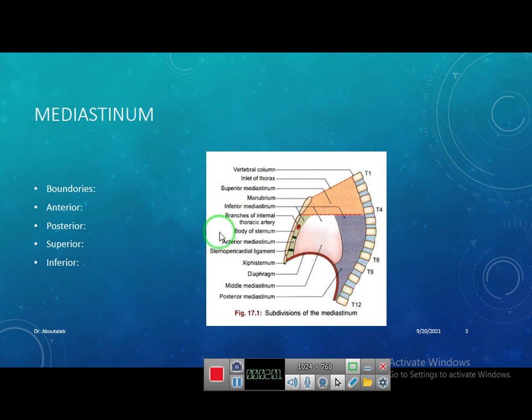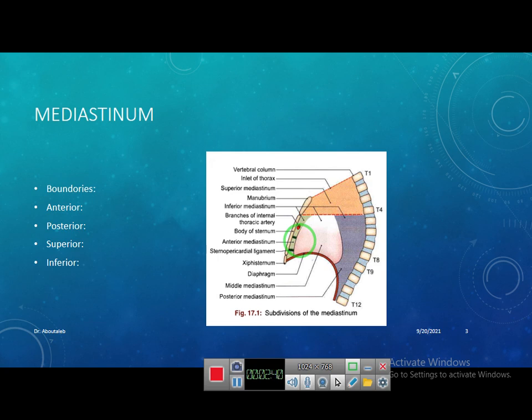So for description, let me introduce to you what the mediastinum is. Mediastinum in Latin is intermediate, the middle space left in the thoracic cavity in between the lungs. Its most important content is the heart, enclosed in the pericardium, in the middle part of the inferior mediastinum or the middle mediastinum.